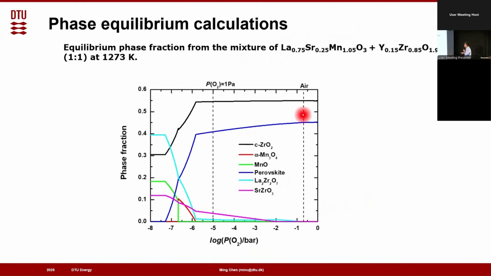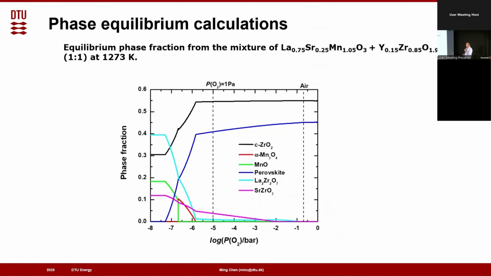So you can see when it's at high oxygen partial pressure like air, it will be mainly the black one, that's the YSZ phase, and the blue one, that's the perovskite phase. The phases we don't want are this light blue and this pink, strontium zirconate and lanthanum zirconate. This we don't want. So at high oxygen partial pressure, we are fine. But when we reduce the oxygen partial pressure, they start to form. And so to reduce the degradation, we need to avoid this formation.